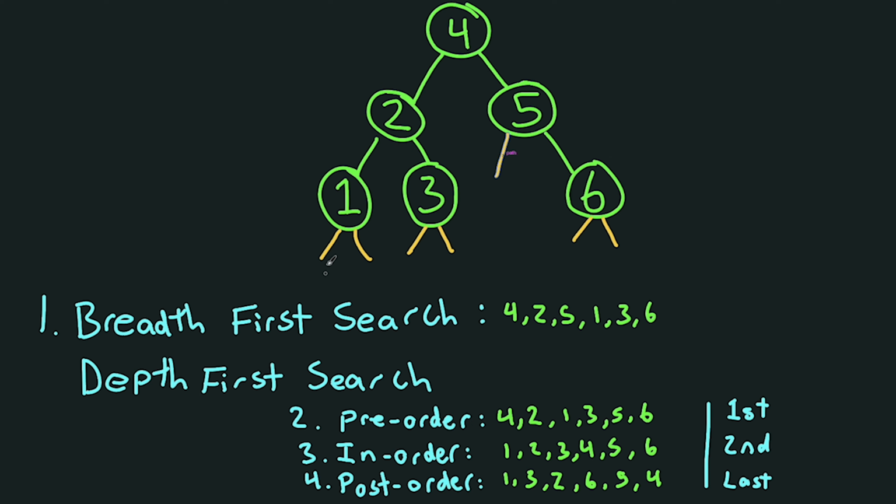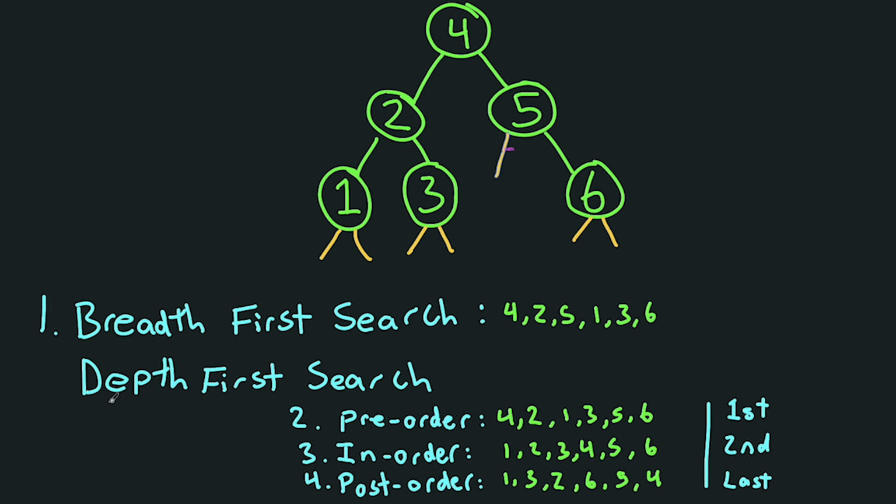By the way, these yellow lines represent null nodes. So sometimes you don't even see these lines. Sometimes they don't exist. But right here, they are representing null nodes or null children. So there's nothing here at the end. It's just null.